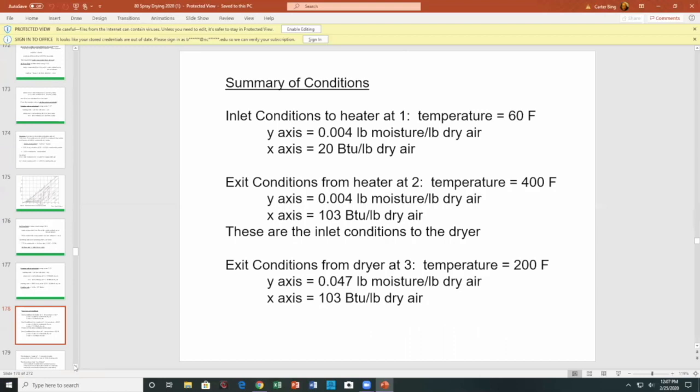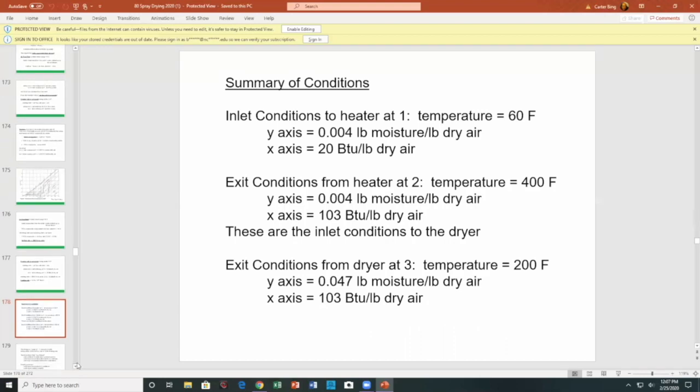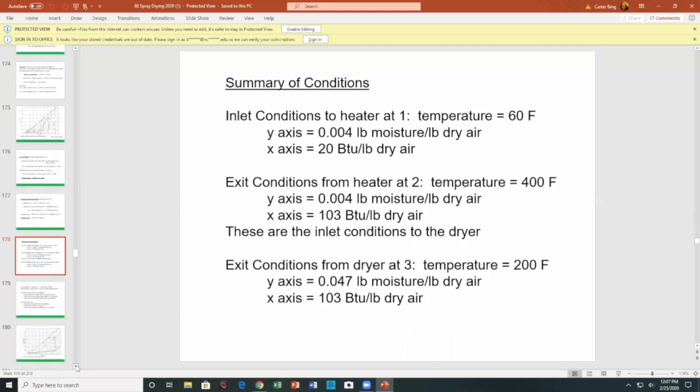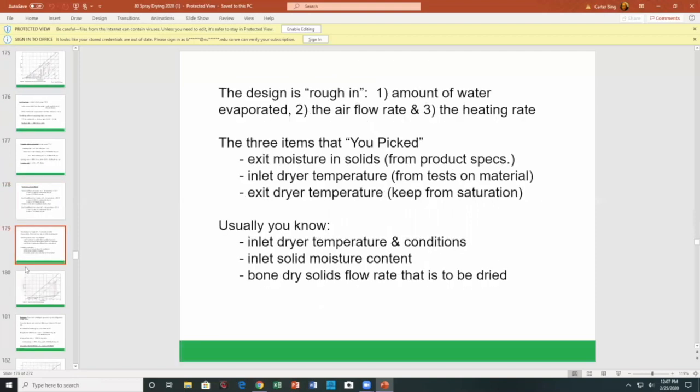Summary, here's a summary. Design is roughed in after you go through my course: the amount of moisture evaporated, the airflow rate, and the heating rate. These are the three big things for a dryer.